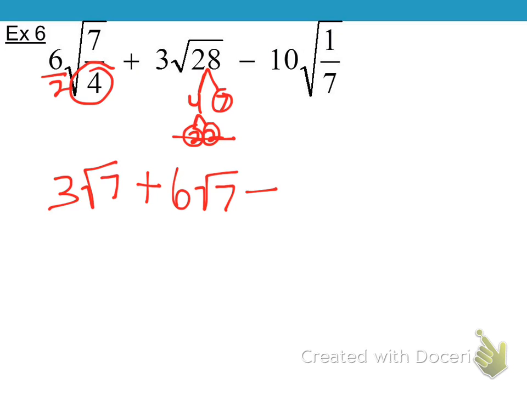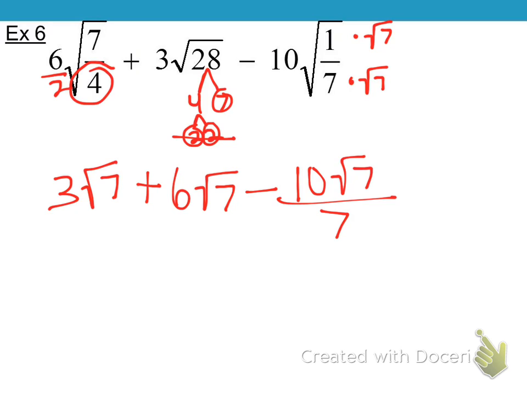minus, yeesh. 1 is a perfect square. And I need to get rid of the square root of 7, right? Oh, no, 1's a perfect square. So square root 7 over 6. I still have the 10. 10 square root 7. What's that?